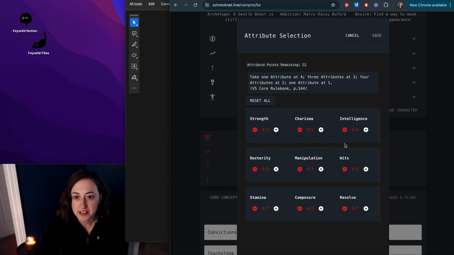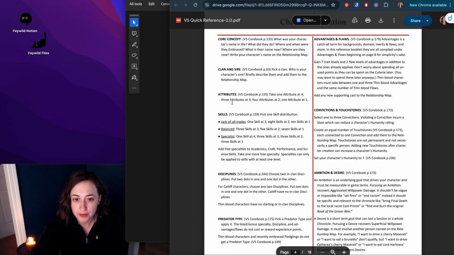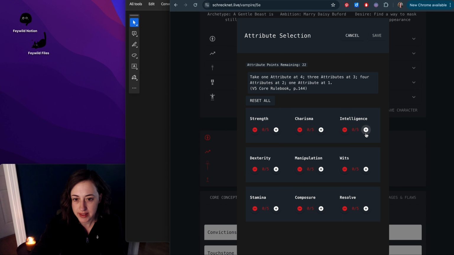So these are kind of base skills. Oh, and it's really great. It tells you up here how many you get. If you forget, again, the quick reference guide tells you, and especially if you're using a paper character sheet, it's nice knowing those numbers. So I think that his main attribute is going to be intelligence.